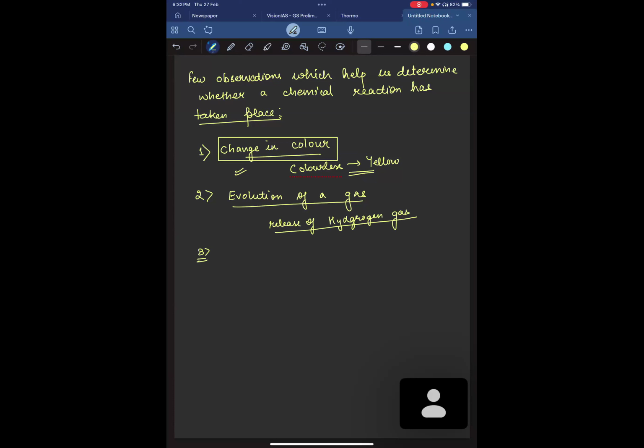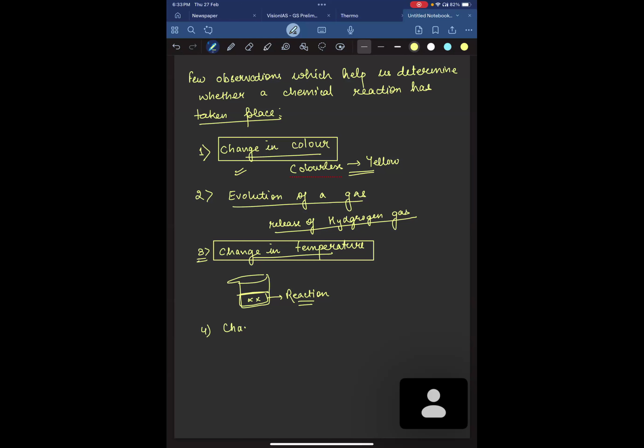Some other observations that we will see in different types of chemical reactions in future examples is change in temperature. What happens sometimes? For example, there is a beaker where we are carrying out some reaction. And when we have carried out the reaction and if we try to hold the beaker, it will become difficult to hold it because the temperature of the beaker is very high. Because during the reaction, some heat got evolved and it heated up the beaker. So this change in temperature is also an example of some observation which helps us identify whether a chemical reaction has happened or not.